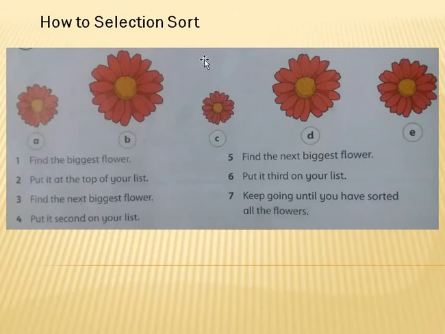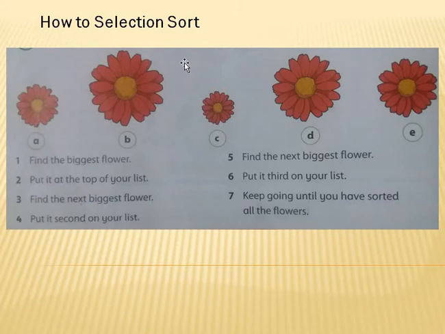Keep going like this. So in this way, D, E, A, and then C will be the sorted list. The biggest item will come on top of the list, then the next biggest item, and then the next biggest item.